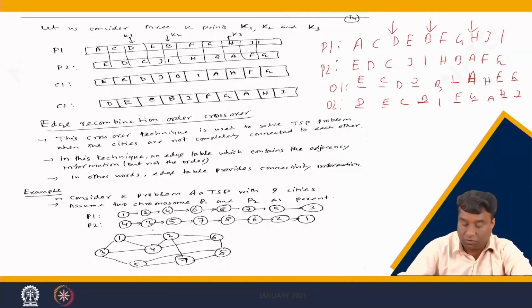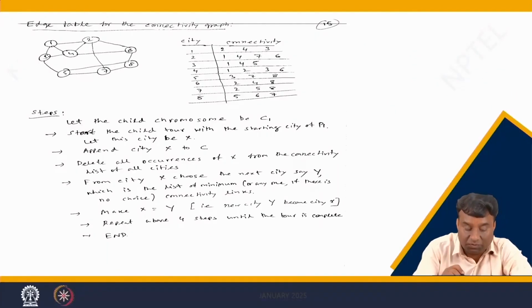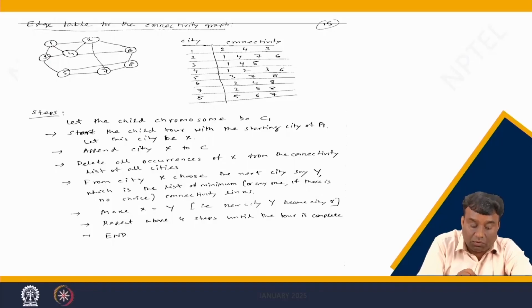So there are two chromosomes. Now we need to write the edge table. From this connectivity, 1 is connected with 2, 4, 3. 2 is connected with 1, 4, 7, 6. 3 is connected with 1, 4, 5. 4 is connected with 1, 2, 3, 6. 5 is connected with 3, 7, 8. 6 is connected with 2, 4, 8. 7 is connected with 5, 8. 8 is connected with 6, 5, 7.